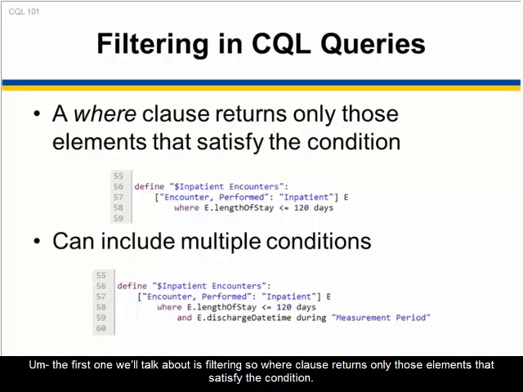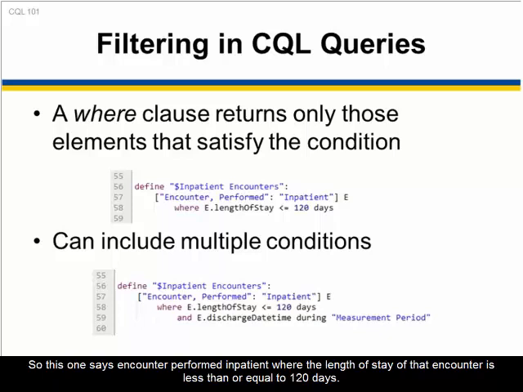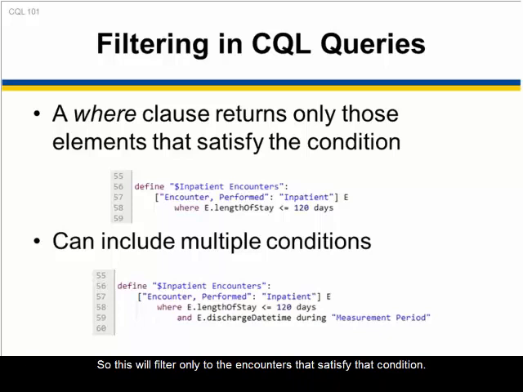The first one that we'll talk about is filtering. So a where clause returns only those elements that satisfy the condition. So this one says encounter performed inpatient where the length of stay of that encounter is less than or equal to 120 days. So this will filter only to the encounters that satisfy that condition. And again, we're using the E here to indicate accessing an attribute of that encounter.